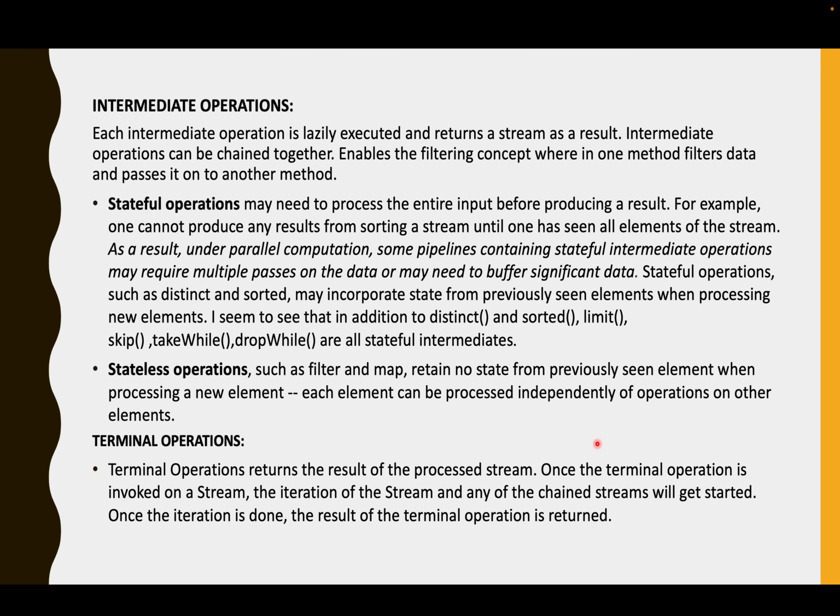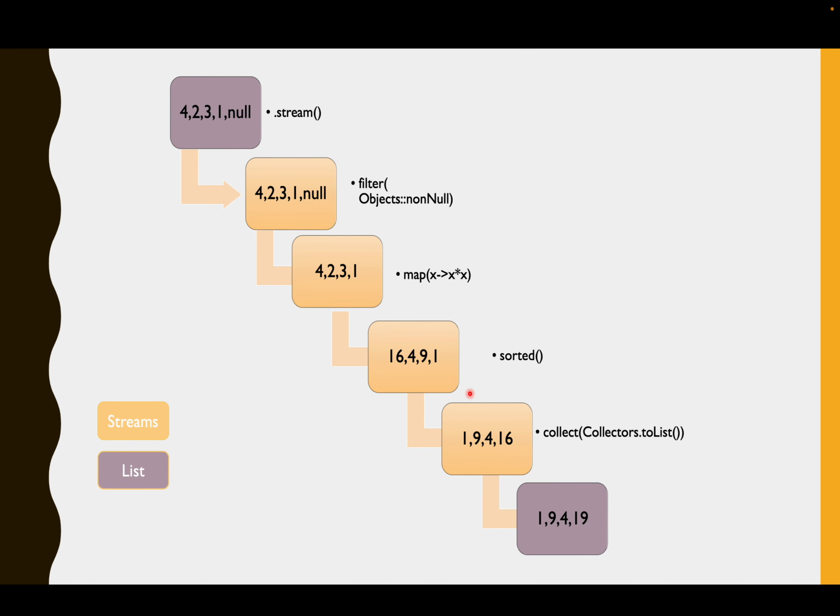Once the terminal operation is invoked on the stream, the iteration of the stream and any of the chained streams will get started. This is the example we saw of intermediate operations being lazy. All the intermediate operations will get invoked only if we have this terminal operation. If this terminal operation is not there, they will not get executed at all.